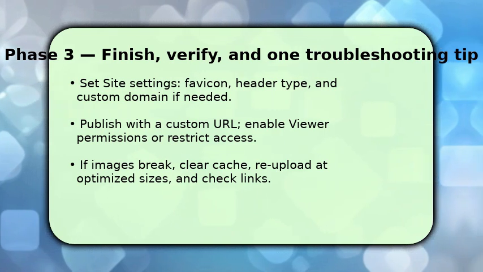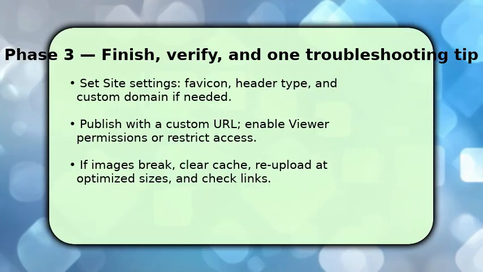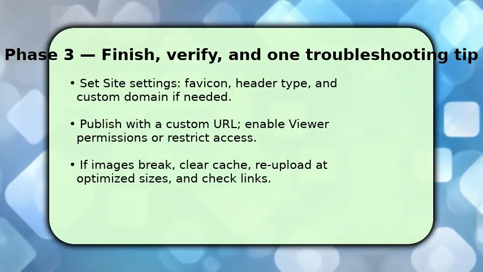Click Publish, choose your URL, and select Viewer Permissions. Public versus restricted affects discoverability. After publishing, walk through the live site to confirm spacing and load speed.